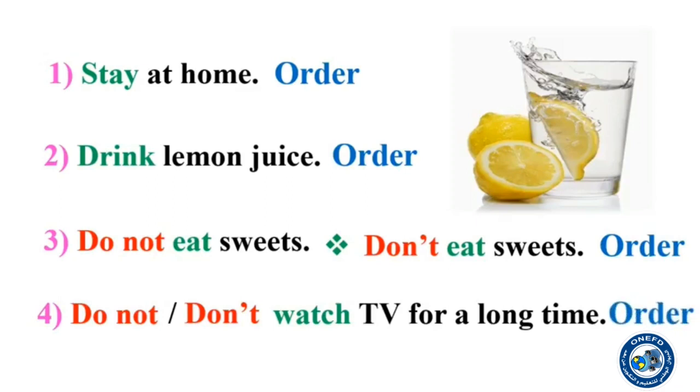Because watching TV for a long time may cause obesity. If children watch TV for a long time and they don't practice sport, they may suffer from obesity. So stay at home, drink lemon juice, do not eat sweets, do not watch TV for a long time. These are 4 orders. 1 and 2 are in the imperative form, in the affirmative form. Number 3 and 4, they are in the negative form.